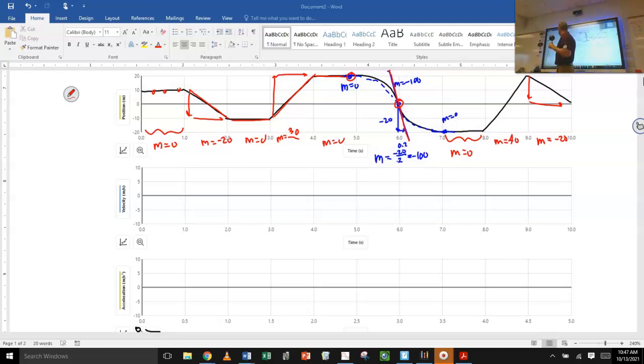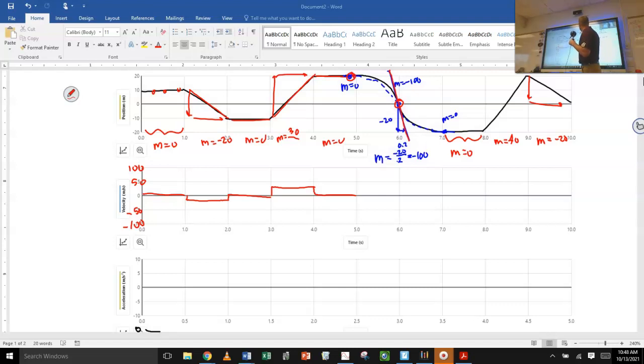Okay, so my slope is 0. I have to adjust my scale. I'm going to make this negative 100, positive 100. So that's going to make this 50 and this negative 50. So negative 20, 0, positive 30, 0, right? And then negative 100.